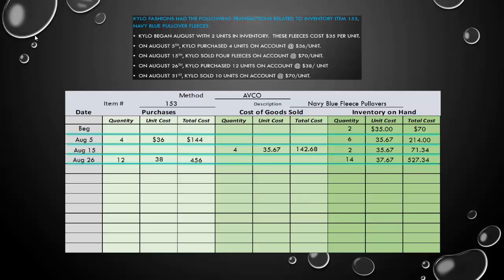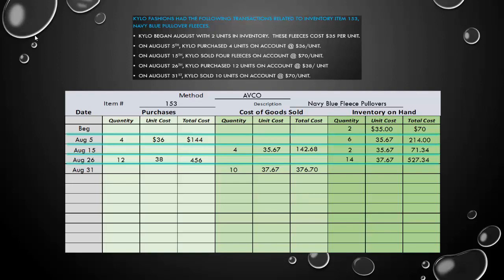And on August 31st, we're going to sell 10 of these units. So our quantity sold is going to be 10. We always sell at last known unit cost. So when we record our cost of goods sold, we're going to record it at $37.67 per unit, which means the total cost of goods sold that we're going to record on the sale is $376.70.